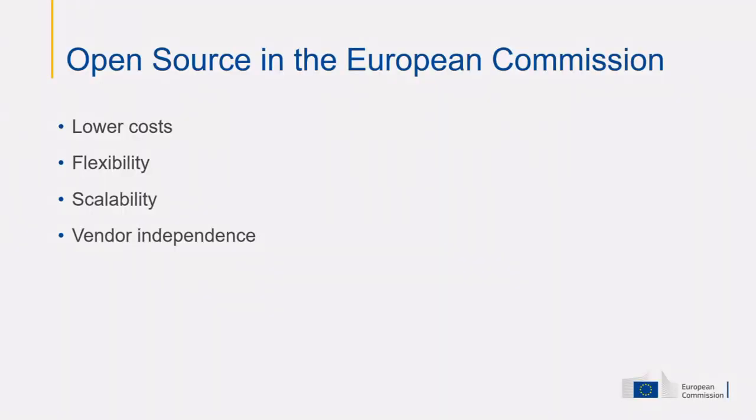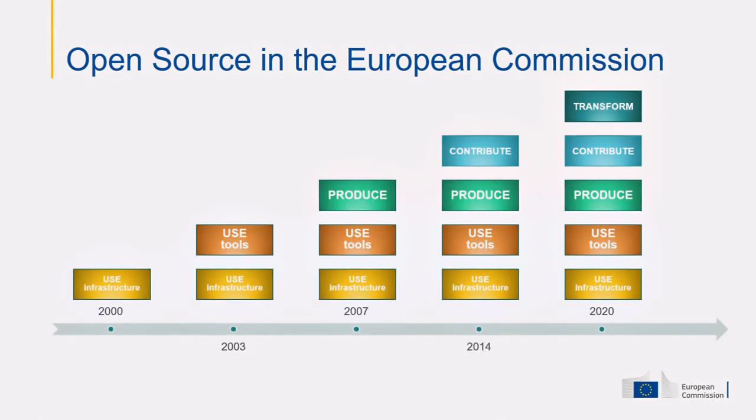Over the last 20 years, the Commission has grown to appreciate open source. Not just with Elasticsearch and the rest of the technologies, but because of lower costs and flexibility, vendor independence. So for the last 20 years, it has steadily climbed this ladder that I'm showing here. In the beginning, using only infrastructure, later using tools, and then contributing and transforming the open source project.